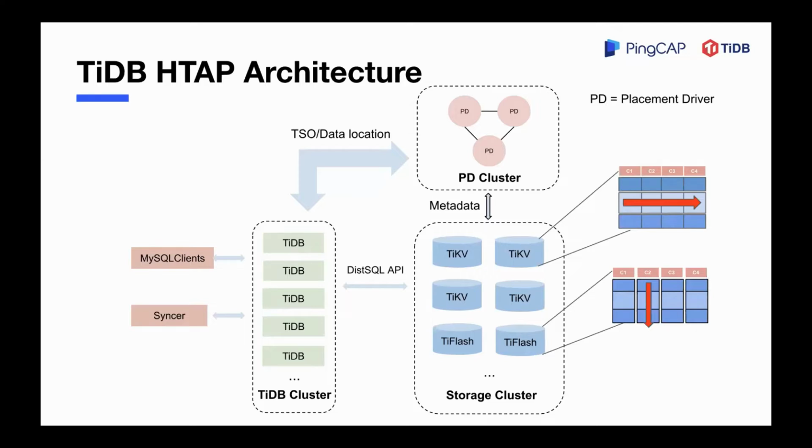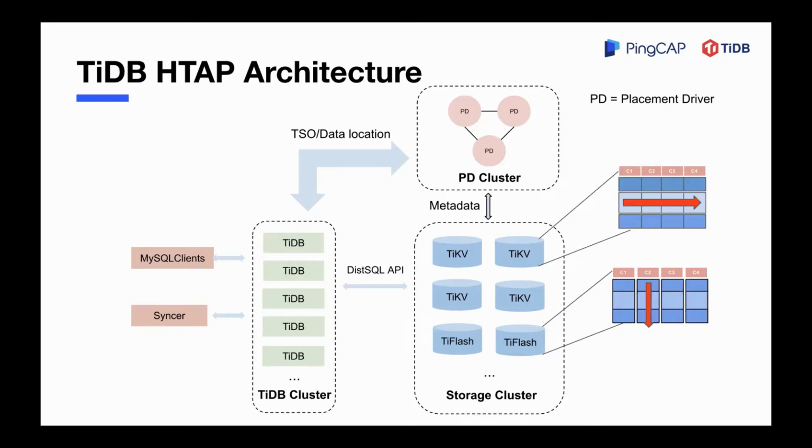So in this single database, we have a TiDB server cluster, which handles the connections from the client. We also do the query optimization and some query execution on the TiDB server side. And then in the storage cluster, as Ed mentioned, we have TiKV, which is a row store, and we also have TiFlash, which is a column store. So both column store and row store are in the TiDB storage cluster, so we can handle both the OLTP and OLAP workload at the same time.